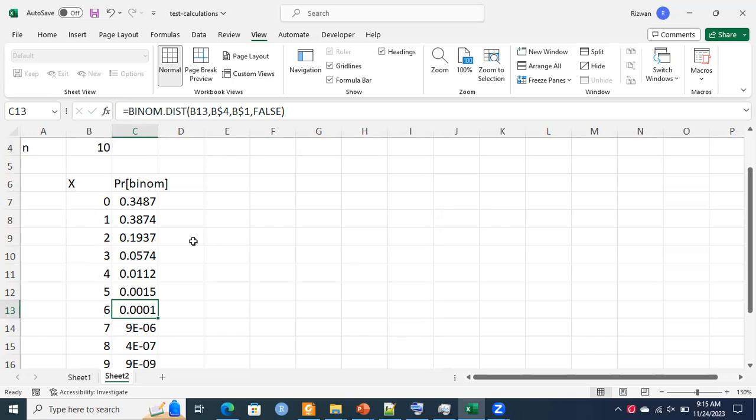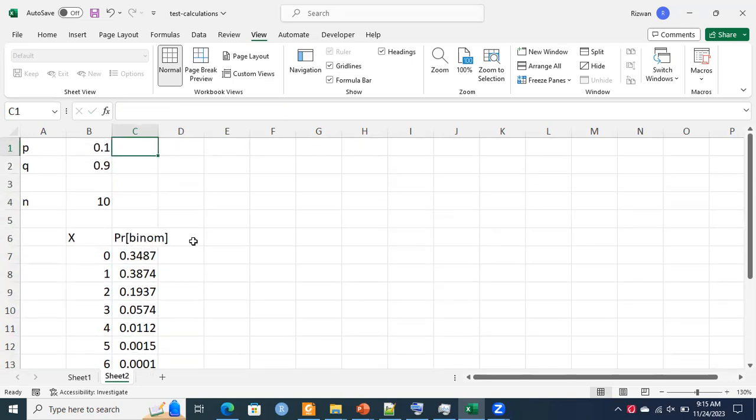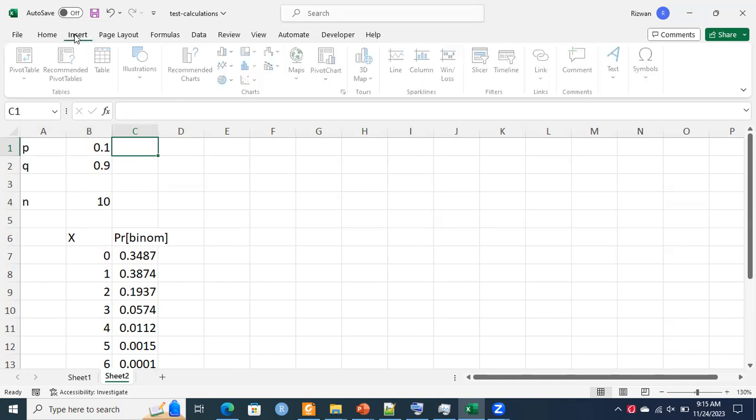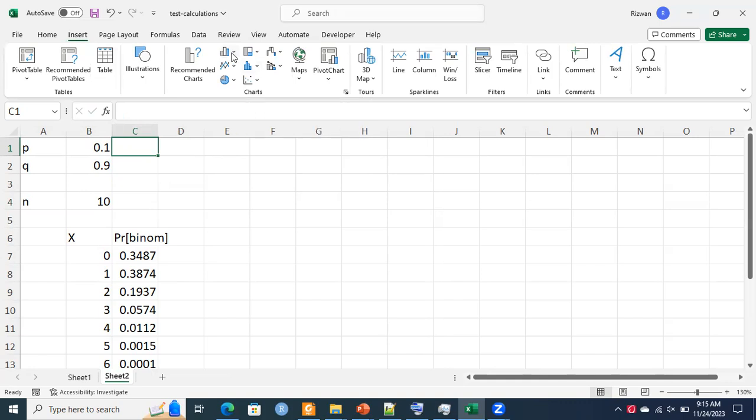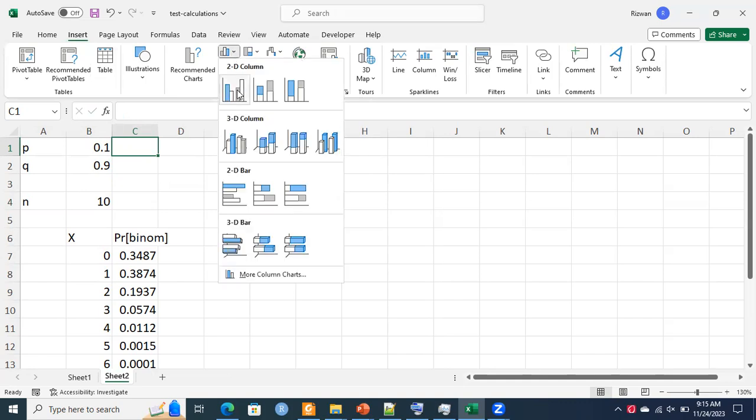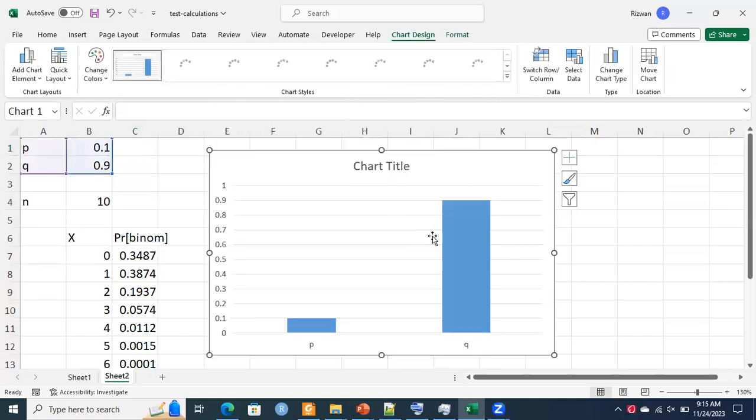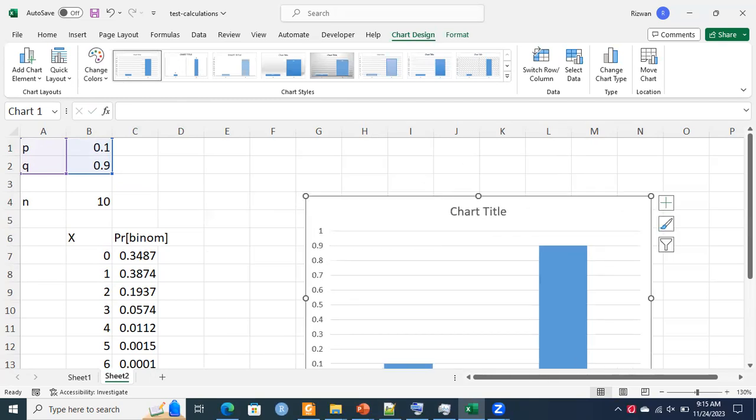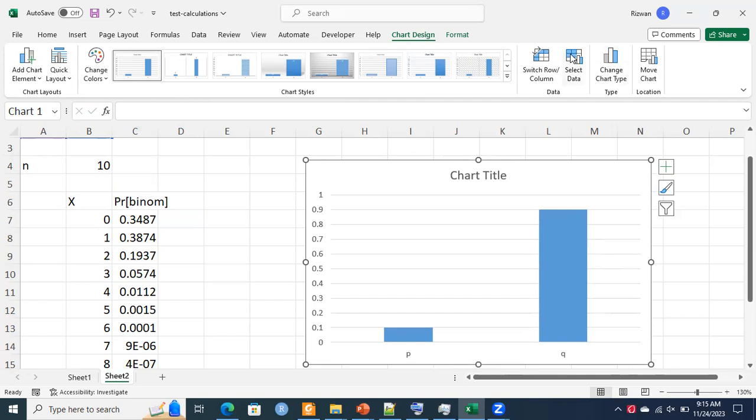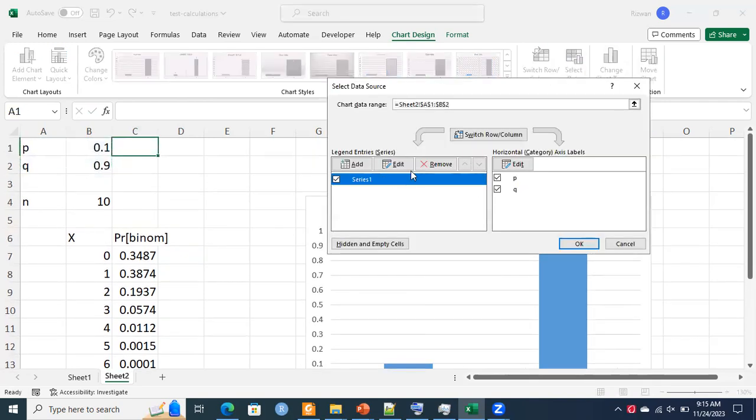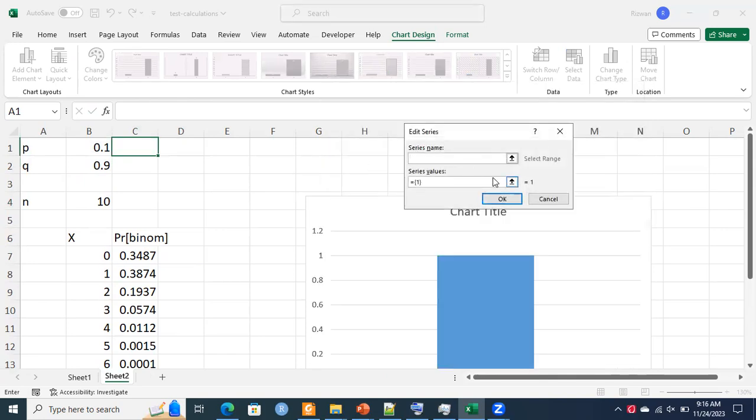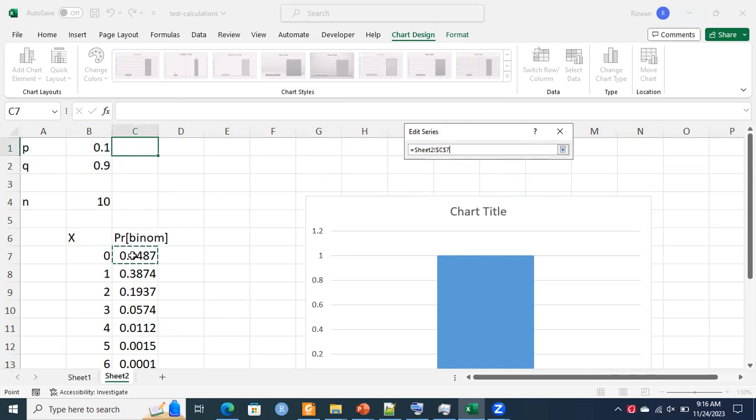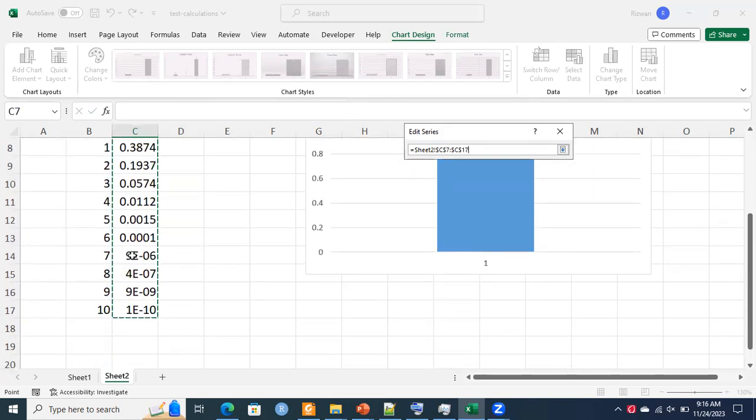If you increase the number of trials, you may have a different kind of situation. So this is with the probability 0.1 and 0.9. Before that, let me plot it so that we can see everything in a vivid fashion. So I do the plotting. Select data. Remove this one, add a series. And now the values. All 10 values have been selected.